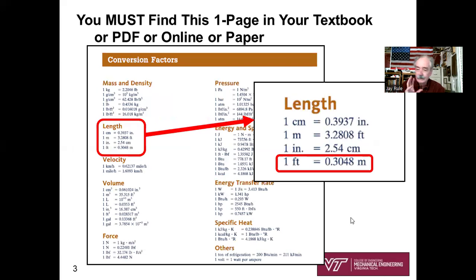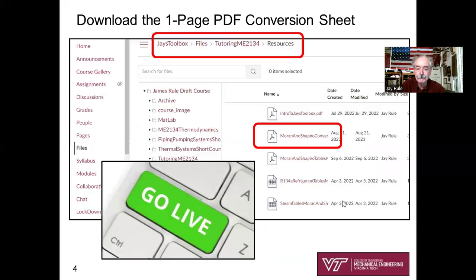I really, really want to stress the importance of your gaining a paper copy of this one-page conversion factors sheet from your book. This is where, of course, I got the length conversion. Very quickly, I'll remind you how you can get it if you haven't gotten it from some source or already gone to your book and clipped out that particular page or somehow copied it if you have a paper book.